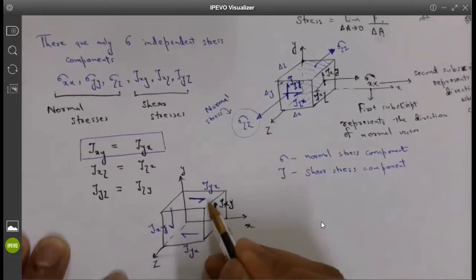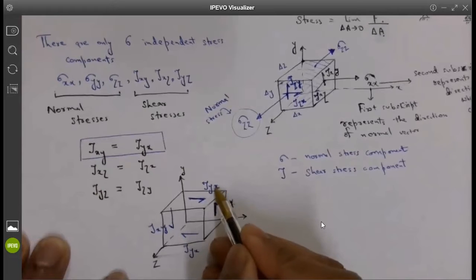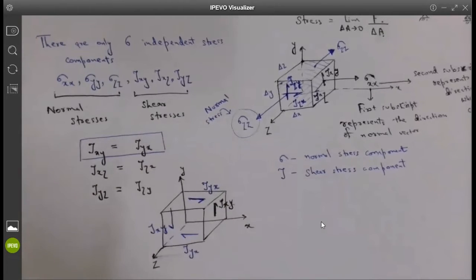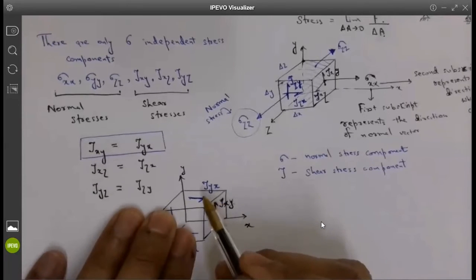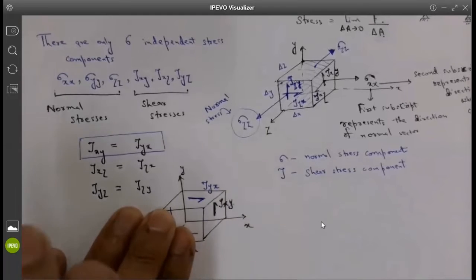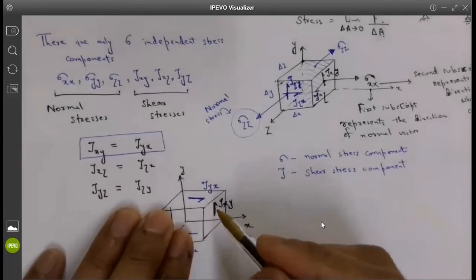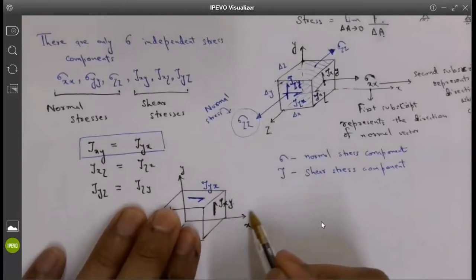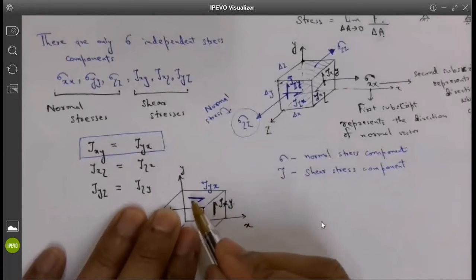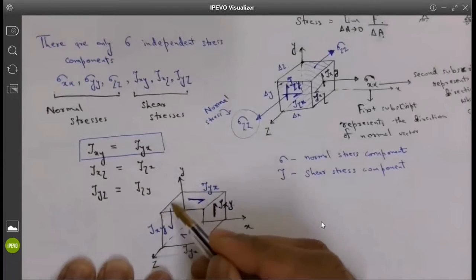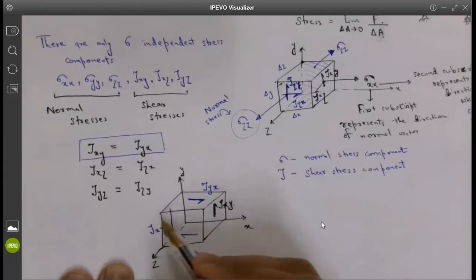Is everybody following these two descriptions? Why it is tau XY and why it is tau YX? Is everybody following this description? Forget about everything else. I just told you to focus on these two. Is everybody with me so far? Now, these are the faces which have the normal in the positive direction, so we draw shear stresses like this. Now on the back face, the normal is in the negative X direction.